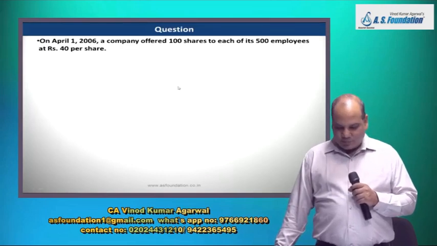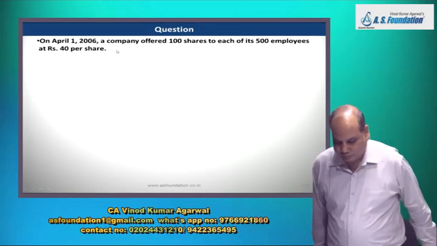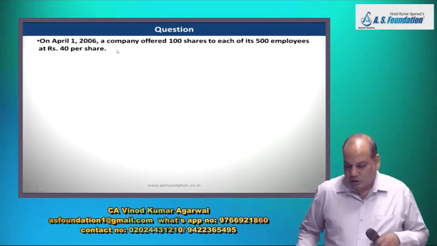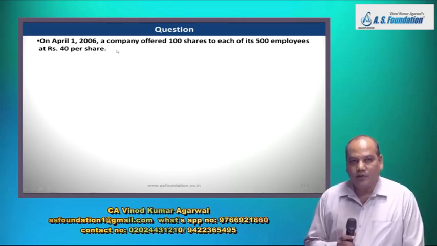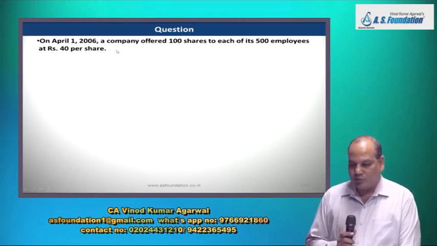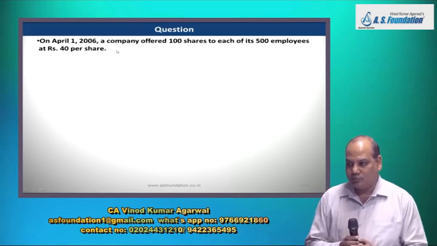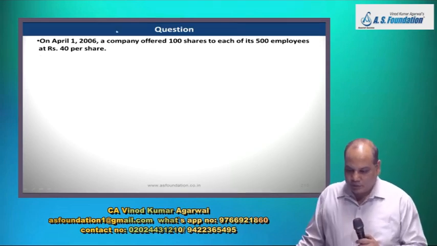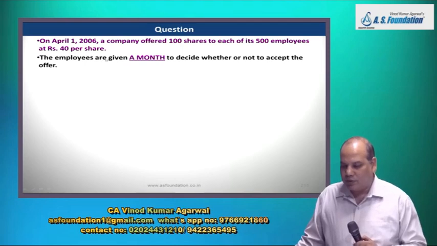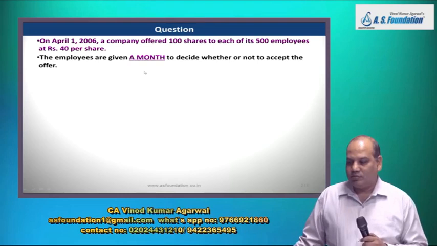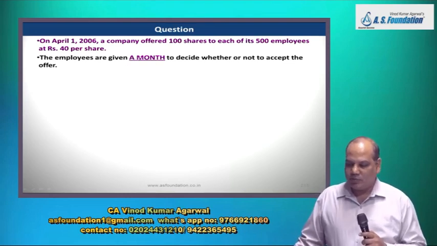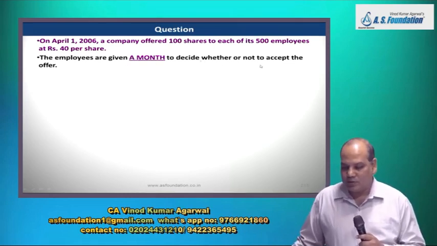Easy problem. On 1st April 2006, a company offered 100 shares to each of its 500 employees at rupees 40 per share. Okay. The employees are given a month to decide. So what is the total vesting period here? 1 month to decide whether or not to accept the offer.